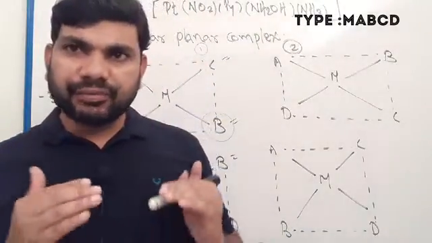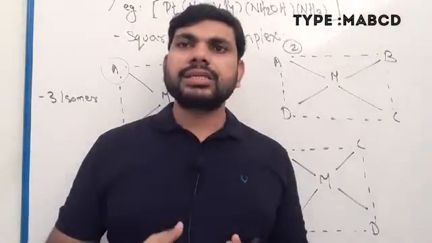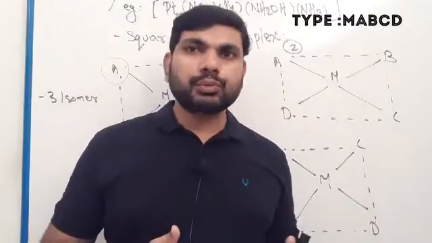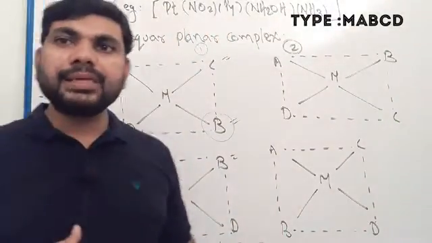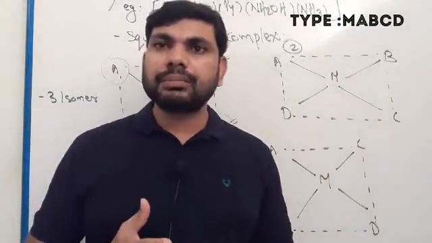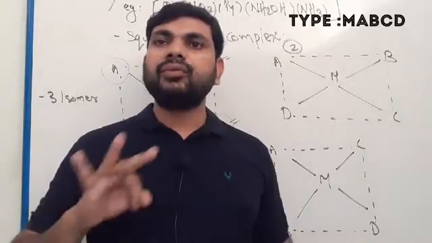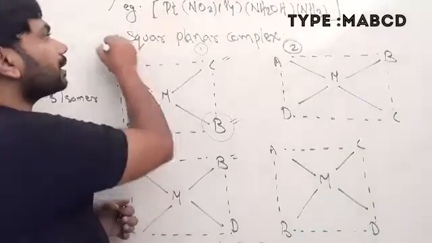Already we discussed the first type of geometrical isomerism, Ma2X2. Next we have to discuss MABCD. MABCD means a central metal atom with 4 different ligands, A, B, C, D. This is also a square planar complex.